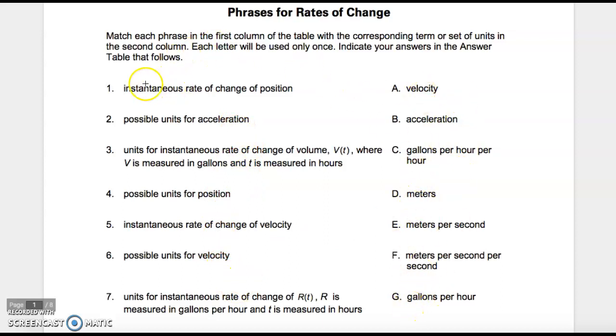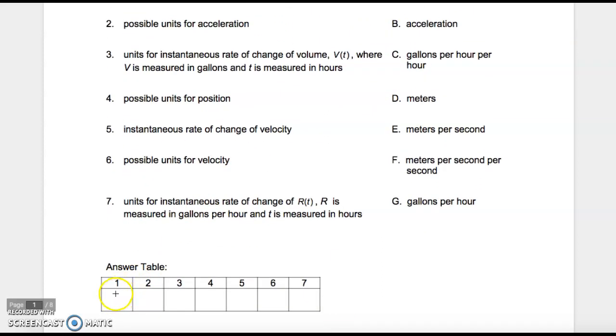So for example, I'm going to do the easy ones first. An instantaneous rate of change of position. Well, position is usually measured in meters or kilometers or miles. So if you're doing a rate of change of that, it's your position that changes over time. So meters per second, miles per hour, feet per minute. That's also known as velocity. So I'm going to fill in velocity in my table down here.